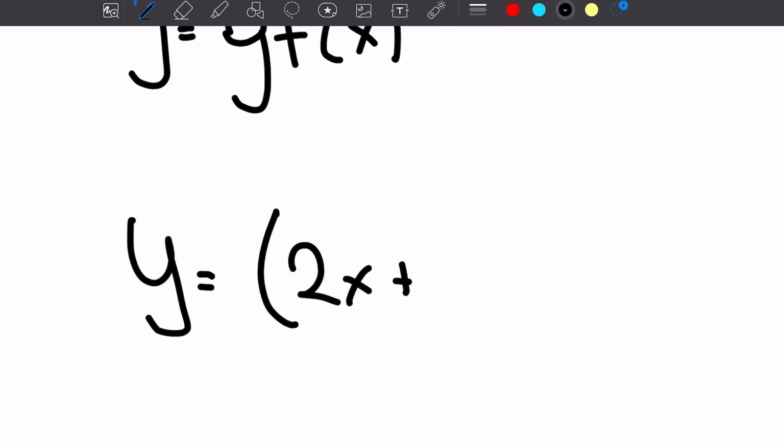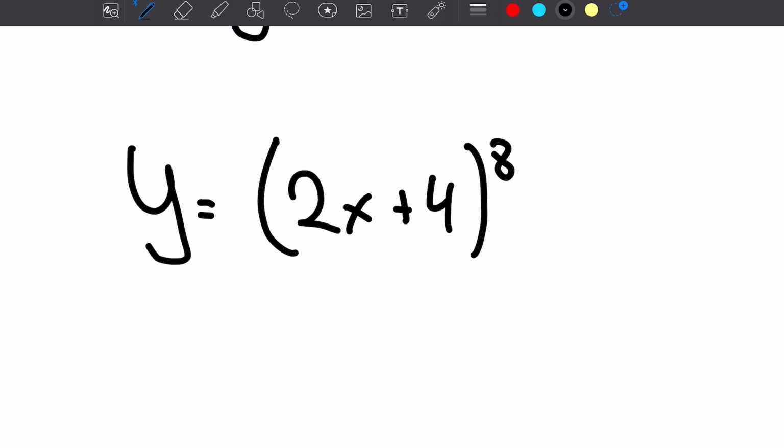So I'll give an example. Let's say y is equal to 2x plus 4, and I will say that's to the power of 8. In order to find this derivative, we can't just do the normal way we do it for anything else. We have to use a specific way.